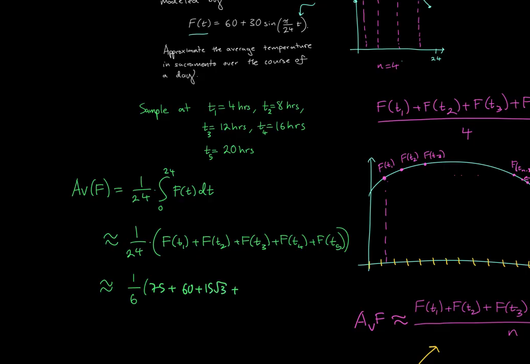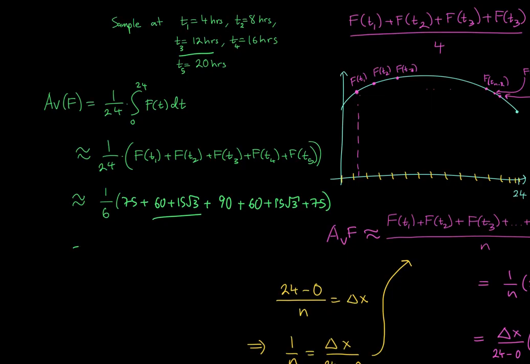f of t sub 3. Okay, so t sub 3 is 12 hours. That's sine of pi halves. That's 1. So this is going to be hot. This is the hot part of the day. That's 90 plus f of t sub 4, 16. That's 2/3. Of course, that's going to be the same as this right here. So I'll just show it out: 60 plus 15 root 3. And f of t sub 5, I'll bet, is 75 again. Yep. So we got 20 hours. That's 5 pi 6. Sine of 5 pi 6 is 1/2. Yep, 75.